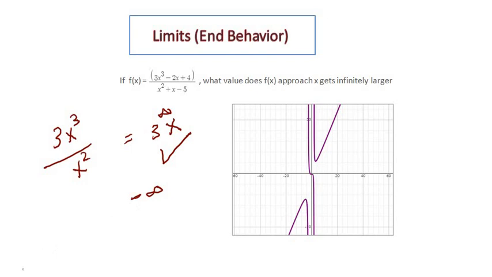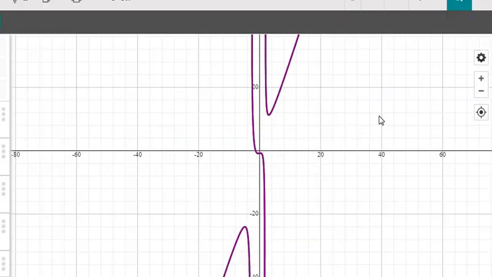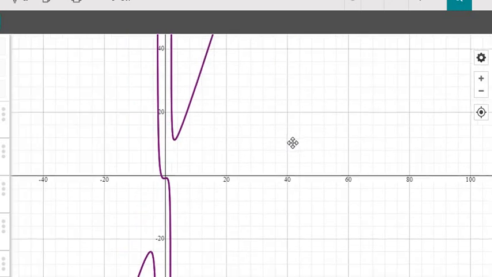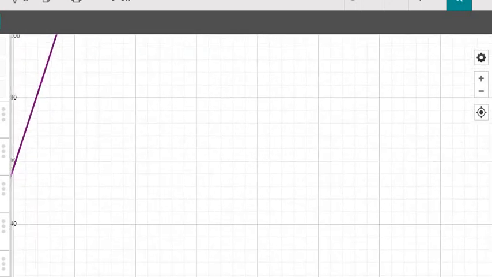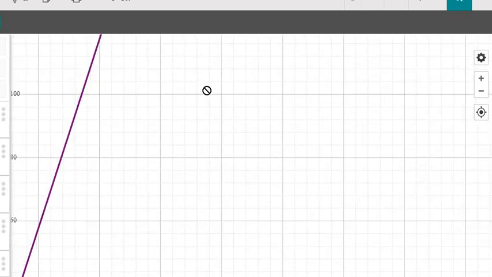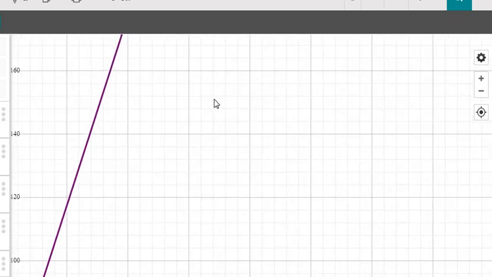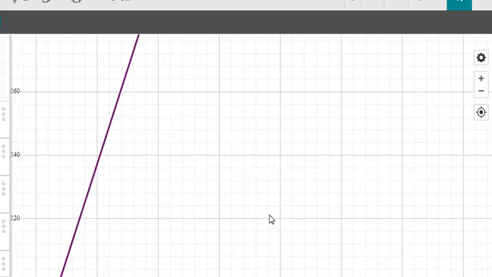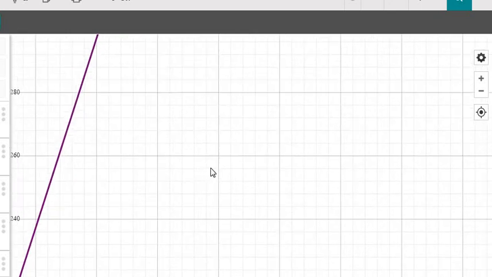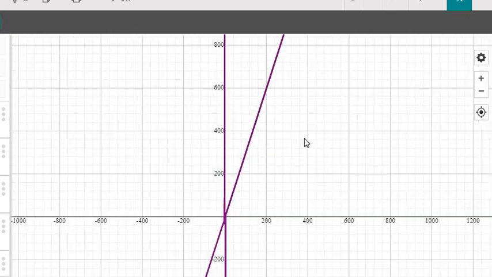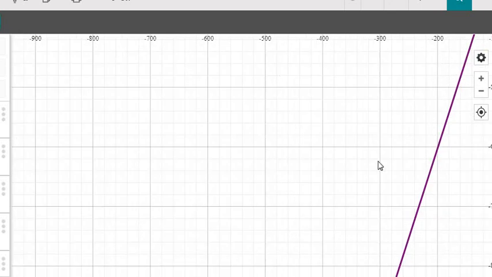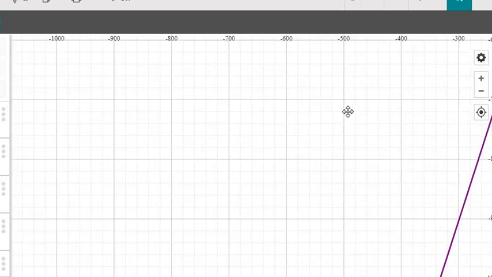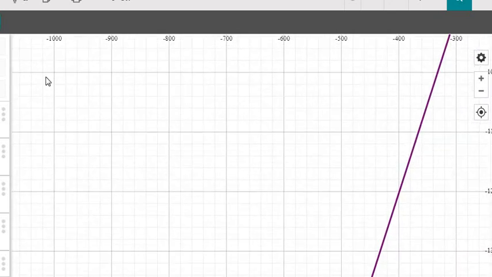Let's see this on the calculator. This is the graph of f of x in this case. As we go more to the right, as we increase the value of x, the value of f of x increases as well. So the limit at infinity is infinity. Now, if we go to the left, as x gets smaller, y also gets smaller. So as x gets infinitely small, y gets infinitely small.